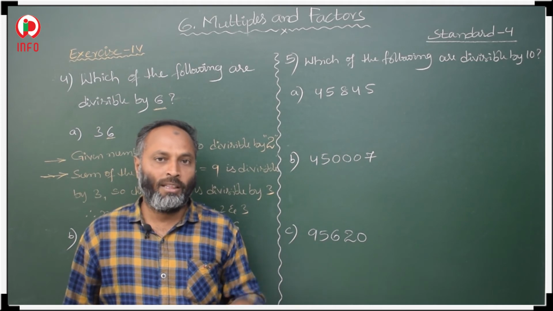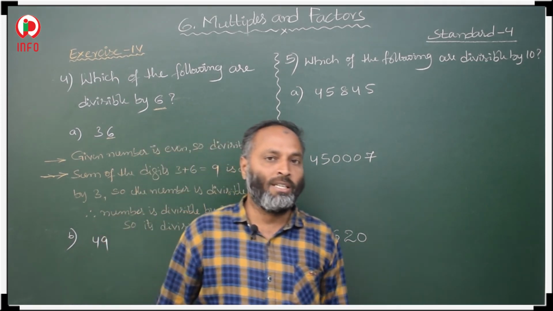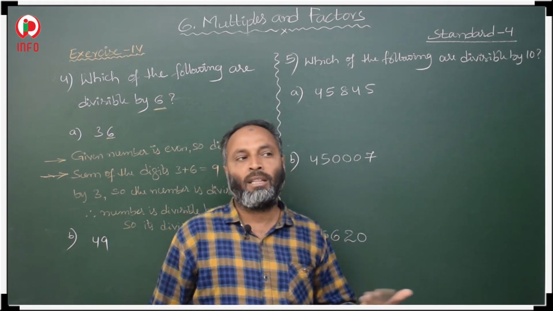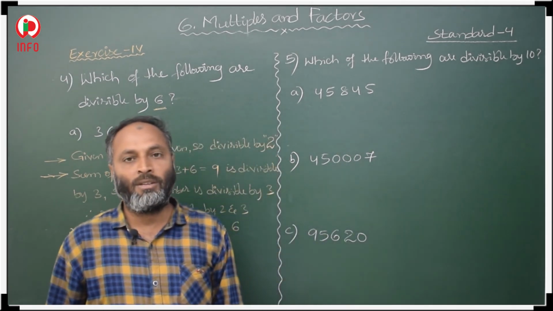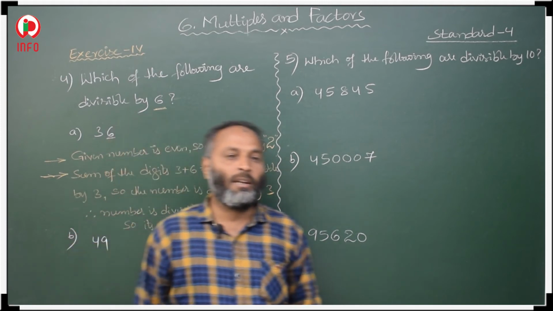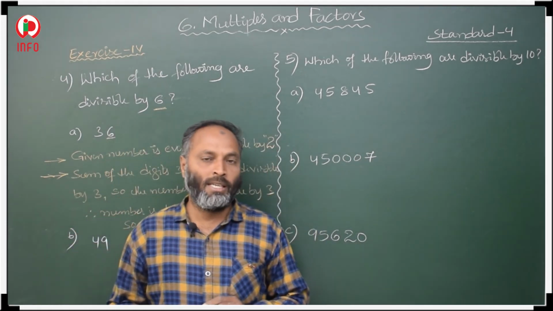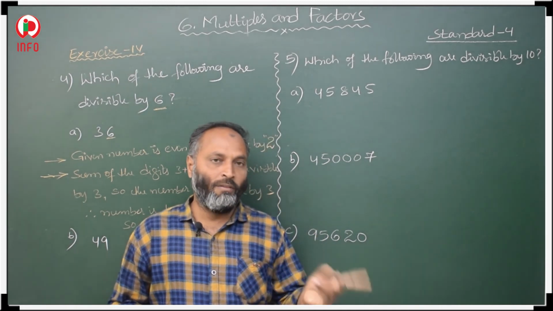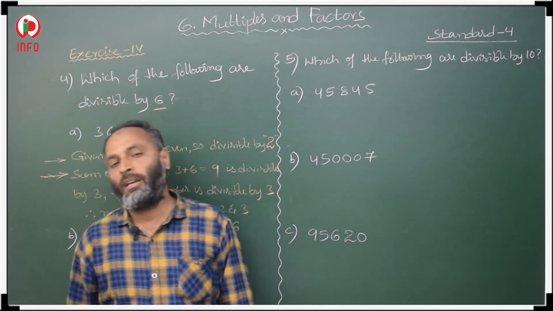So for the 3 table, we have to find the sum of the digits. If the sum of the digits is divisible by 2 and divisible by 3, then the number is also divisible by 2 and by 3. So for 6, the number should be divisible by 2 as well as 3. If any one is missing, the number is not divisible by 6.